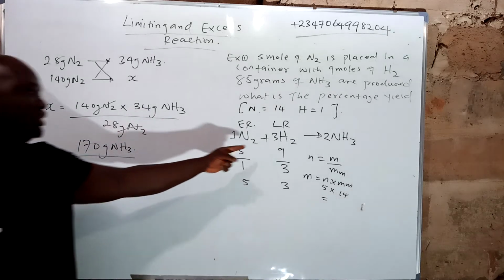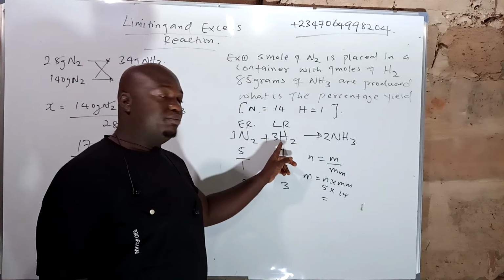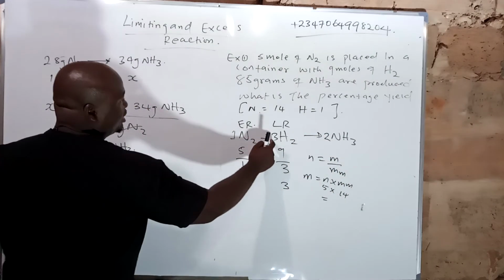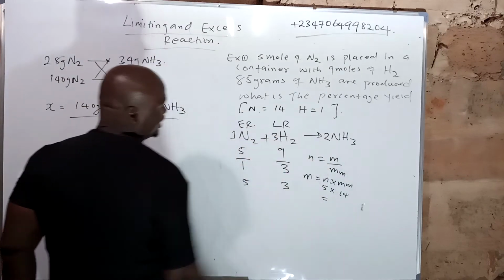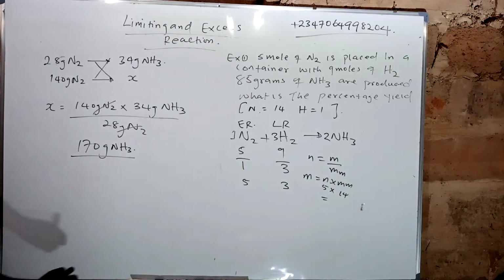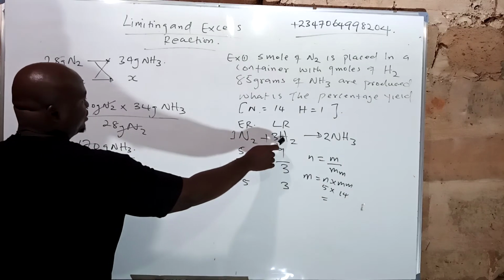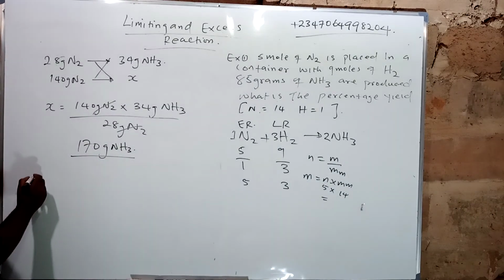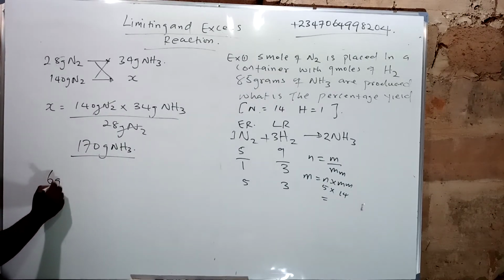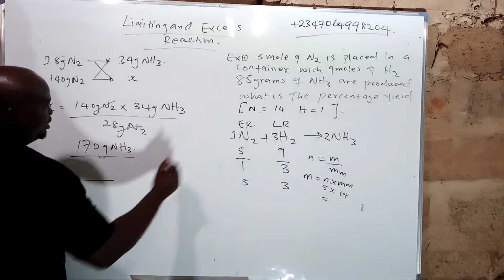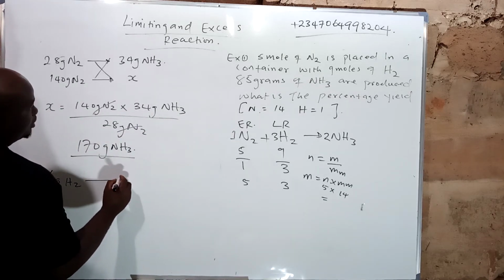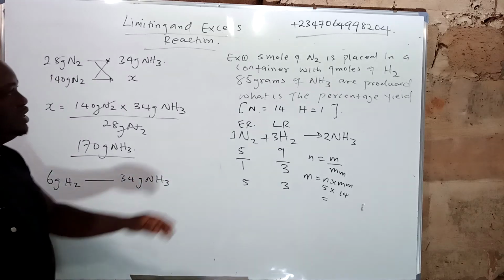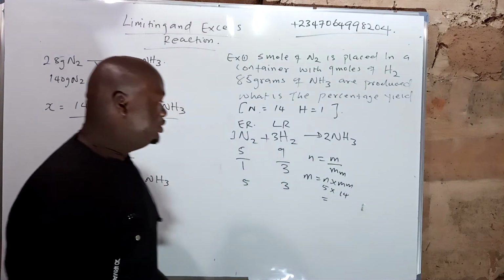Let's go and use the mass of the hydrogen to calculate the mass of the product. Now using hydrogen, look at it, you see 3 moles react with 1 mole of nitrogen, right? So 3 moles. Of course, the molar mass of hydrogen is 1. So 1 times 2 is 2. 2 times 3 should give you 6. So this is 6 grams of hydrogen to give you the same 34 grams of ammonia.